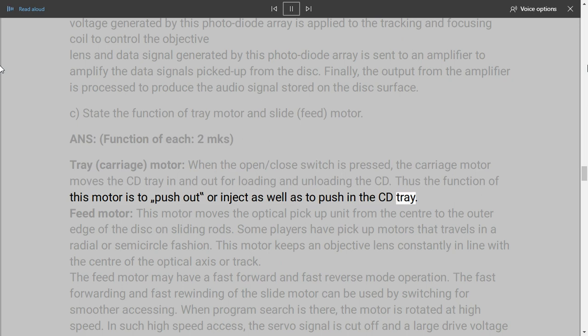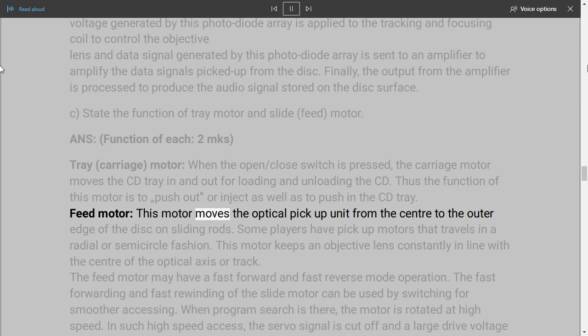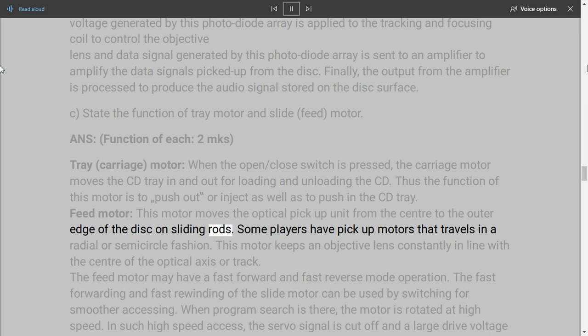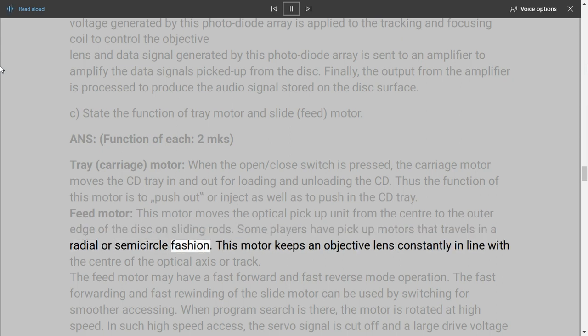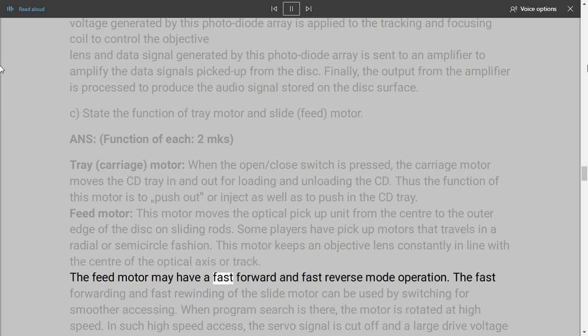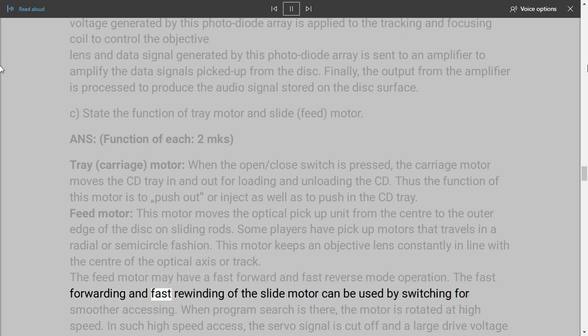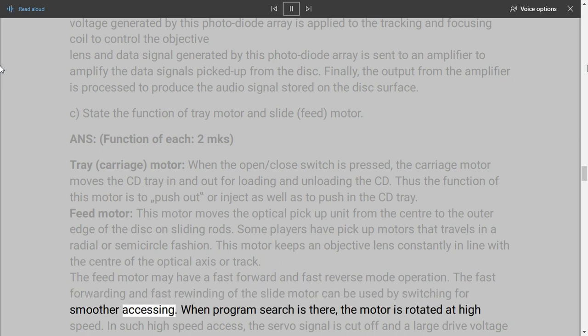Feed motor. This motor moves the optical pickup unit from the center to the outer edge of the disc on sliding rods. Some players have pickup motors that travel in a radial or semicircle fashion. This motor keeps the objective lens constantly in line with the center of the optical axis or track. The feed motor may have a fast forward and fast reverse mode of operation. The fast forwarding and fast rewinding of the slide motor can be used by switching for smoother accessing. When program search is on, the motor is rotated at high speed.